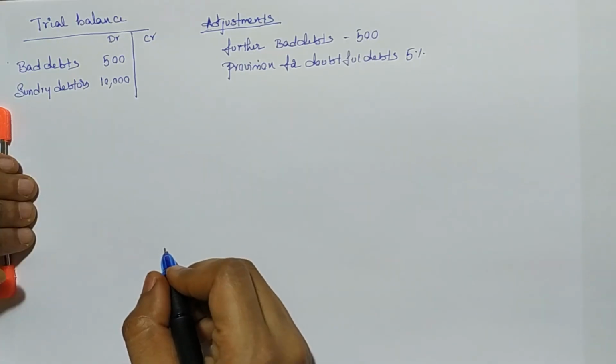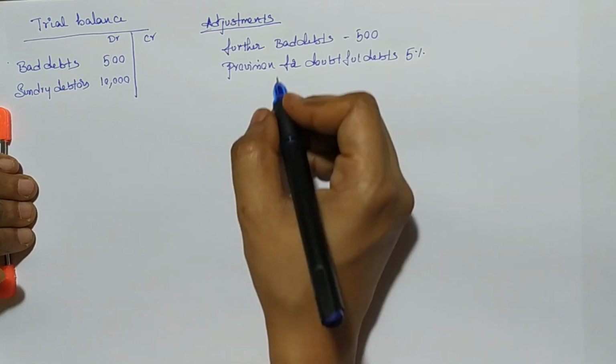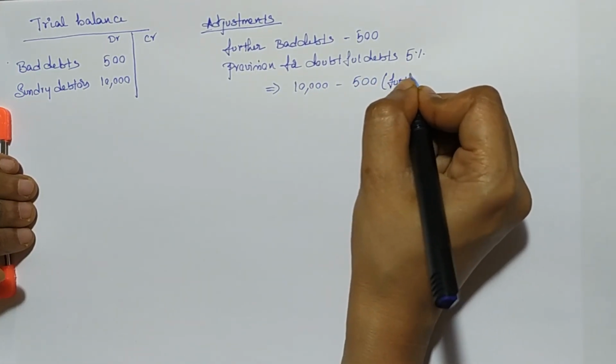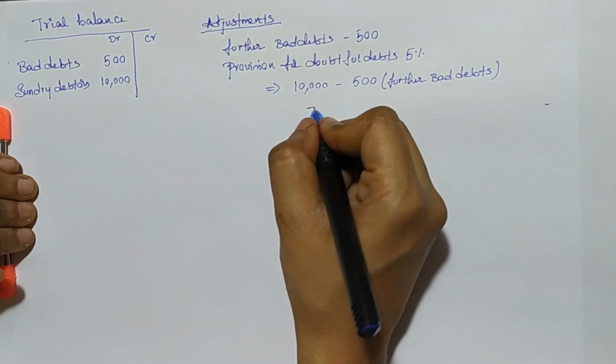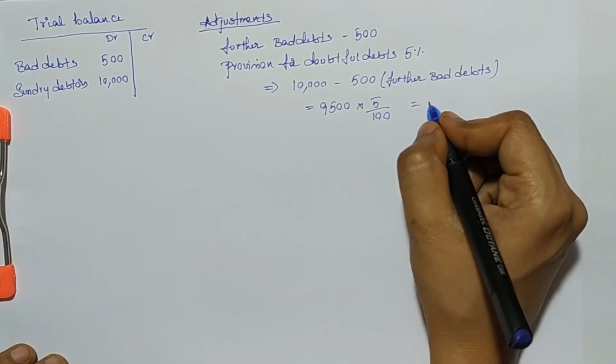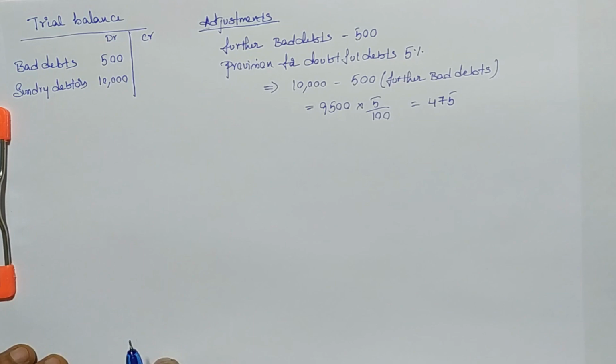Next is, in the trial balance we have bad debts amount and sundry debtors amount. But in the adjustment we have further bad debts and also we have an adjustment which says charge provision for doubtful debts 5% on sundry debtors. Sundry debtors amount is 10,000. Since we have further bad debts amount in the adjustment, first we will deduct the further bad debts amount from the sundry debtors amount, that is 10,000 minus 500, which comes to 9,500. On this amount we will charge 5%, which comes to 475.